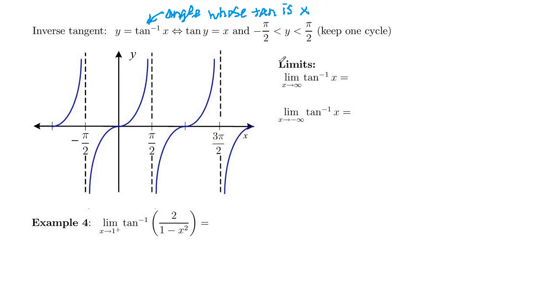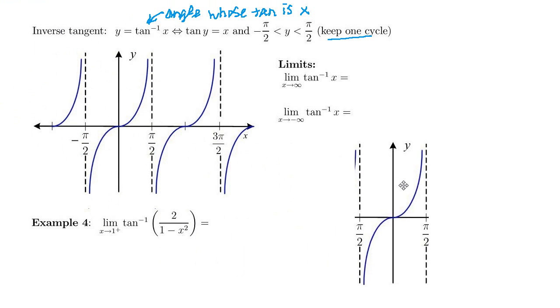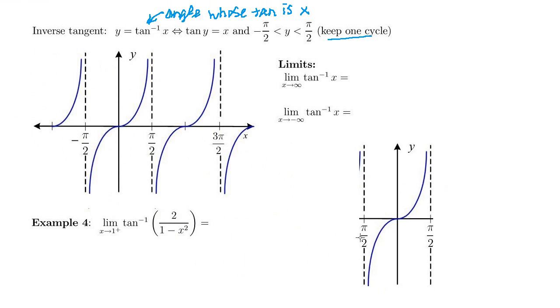And again, what we're going to do is we're going to restrict our domain, just keep one cycle, so just this primary cycle of the tangent function. This is graph of the tangent function, and it repeats every pi units. So we're just going to keep that one cycle. And if we just keep the one cycle, then it is 1 to 1, right? Horizontal line passes over, hits just one time.